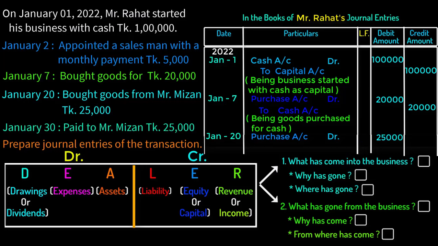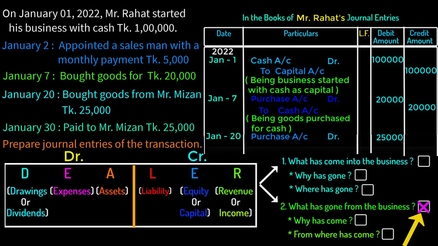Now you will have to find the other account by asking yourself this question. What has gone from the business? Nothing. Nothing has gone yet, has it? Because the company purchased goods without paying any money to Mr. Mizan. The company will pay him the money later. That means liability is increasing here.